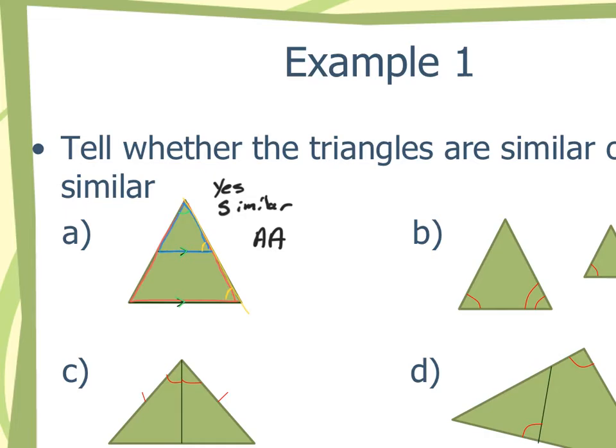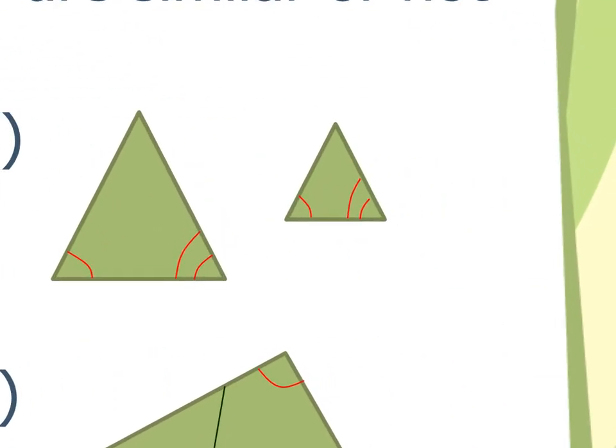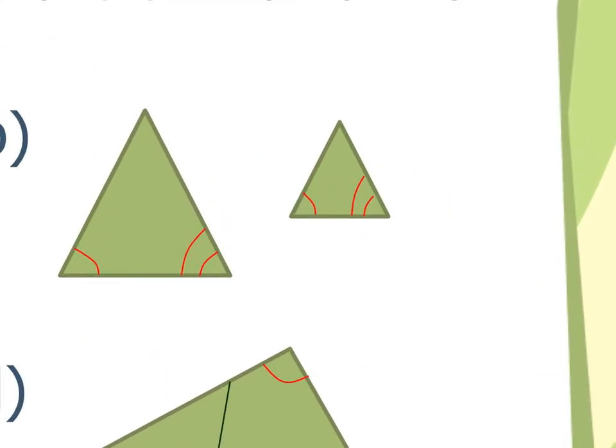Some of these will be easier to see than others. Let's go to B. They are similar because the two angles are the same. Yeah, I mean, this one kind of stands out. We've got this angle matching this angle, and this one matching this one. So yes, we got the AA postulate again. Question, Colette?